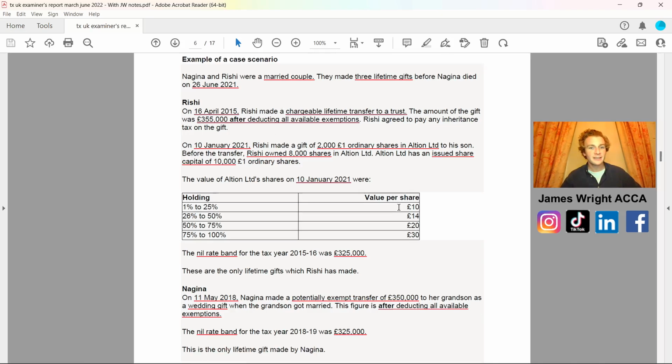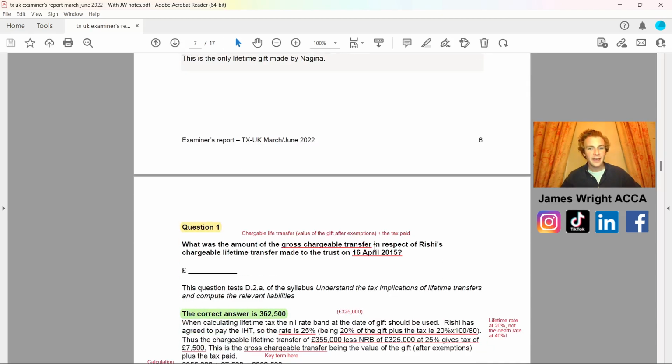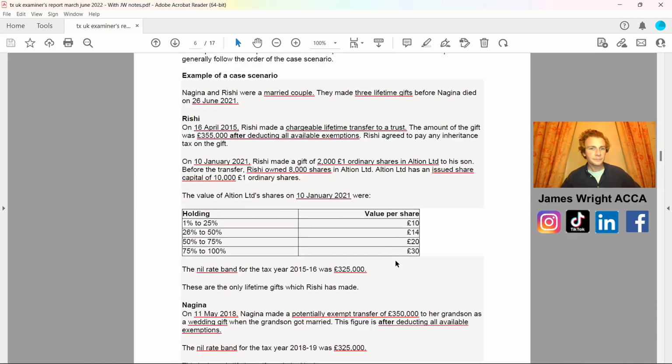It's most likely going to be there. Hence why we have the 16th of April 2015 there, and as you can see on the screen, 16th of April 2015 there. But I'm only just going to go through the key elements for this video. You can read through it yourself on there. But we have a chargeable lifetime transfer into a trust, $355,000 after deducting all available exemptions. And notice how the after is in bold on there.